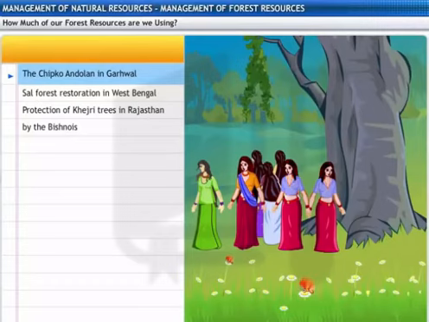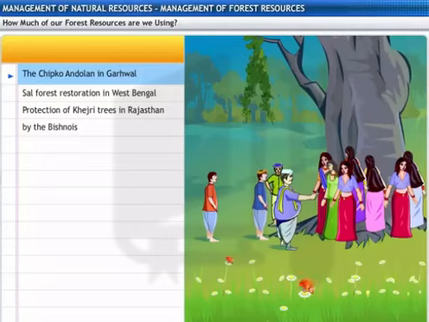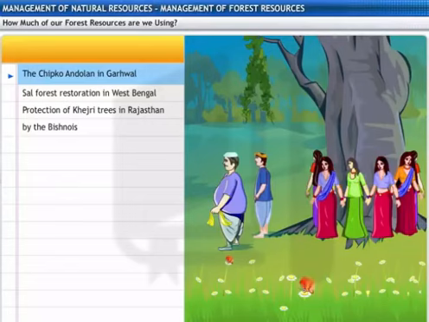This movement originated in the 1970s in a village called Reni in Garhwal, high up in the Himalayas. There was a dispute between the local villagers and a contractor who wanted to cut trees in a forest close to the village. As the contractor's workers reached the forest, the women of the village wrapped themselves around the tree trunks, preventing the workers from cutting the trees. Thus, the contractor had to withdraw.